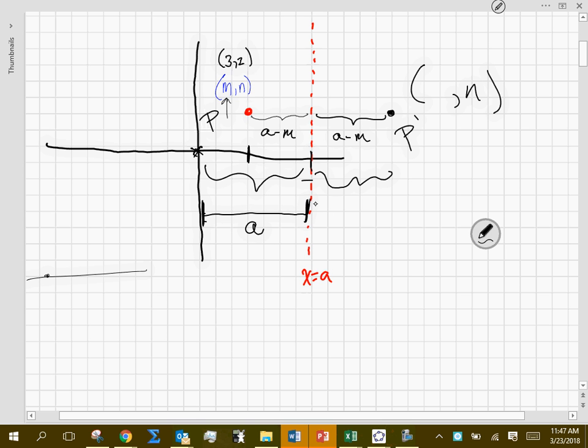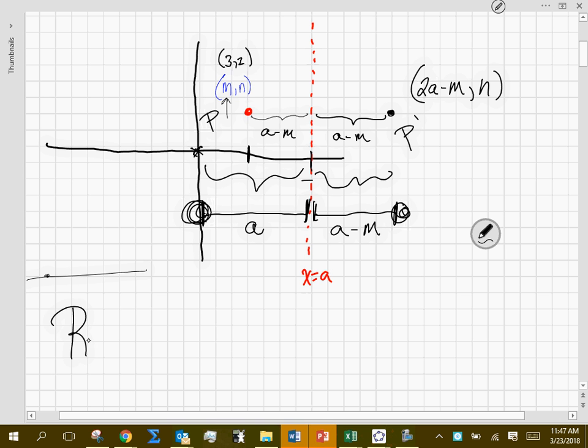A. And what was this distance right here? A minus m. What can I do with those to go from here to here? Add them together. So a plus a minus m is 2a minus m. 2a minus m, and then comma n. And that's going to be the ordered pair. And that, guys, could be a rule.